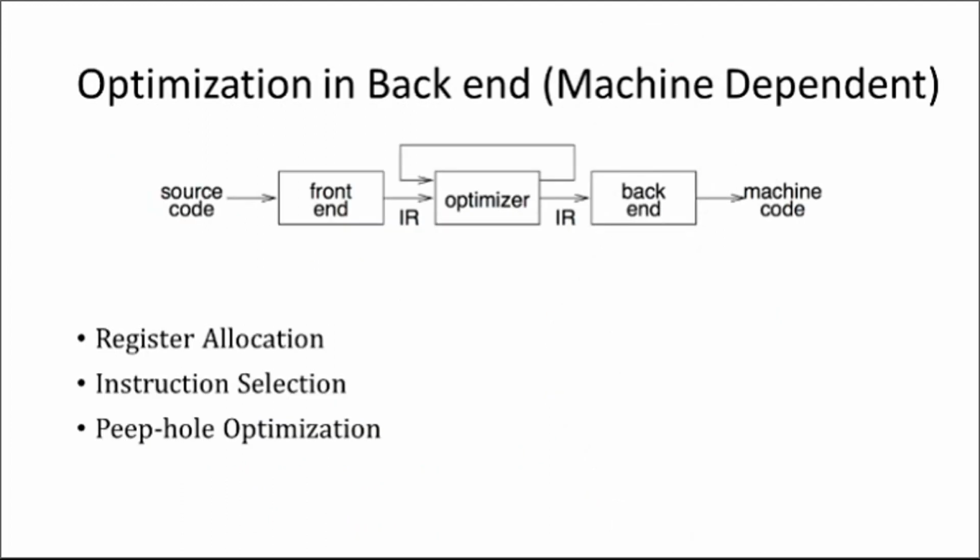In the next lecture we are going to look at optimization in the backend, meaning we are using machine independent code.